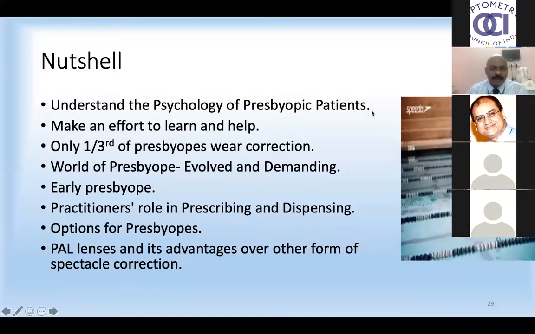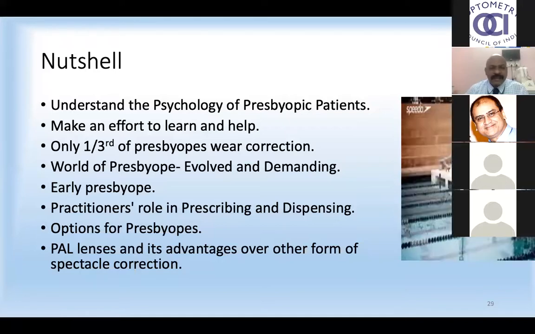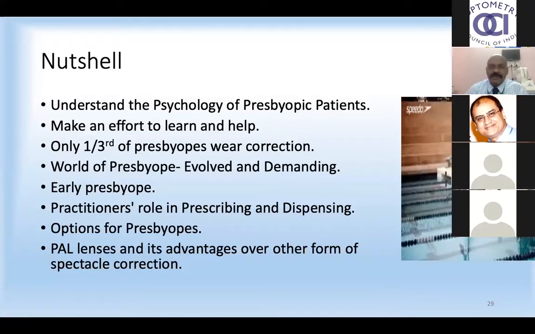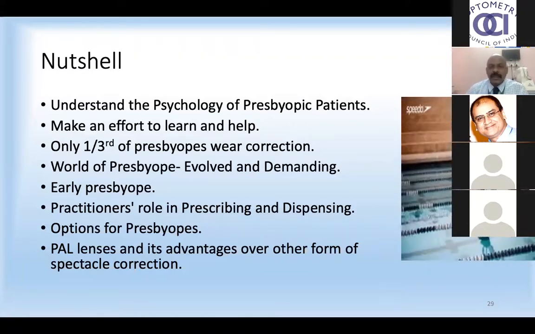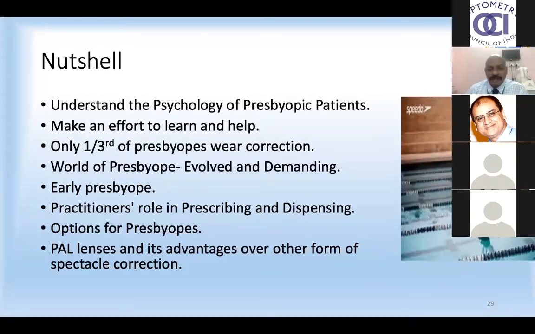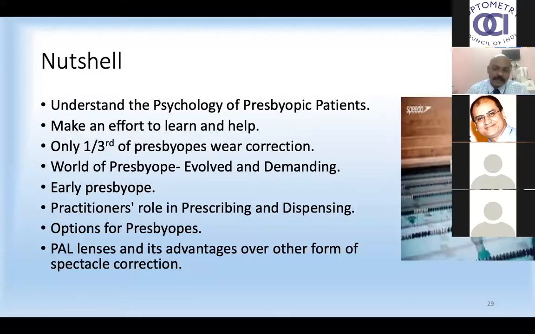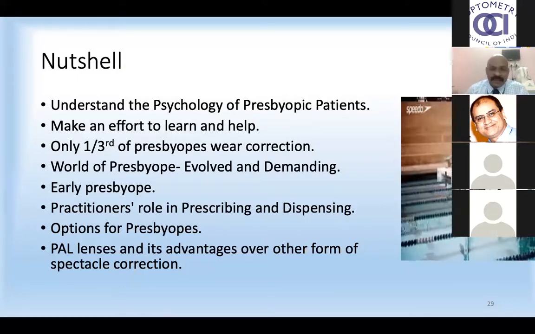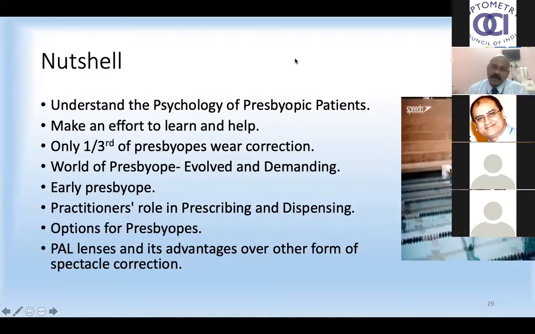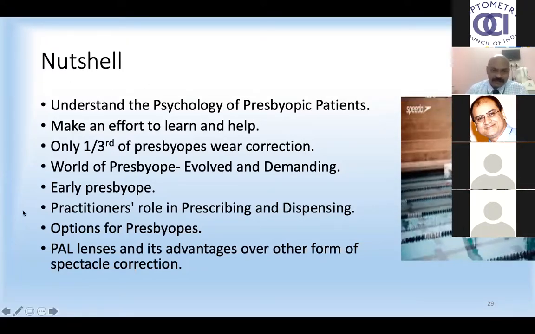So jump in, and in case a person has a problem, understand that it is normal for a presbyopic patient to feel apprehensive, to ask a lot of questions, to see whether they can be without glasses for some time. It's our duty as practitioners and opticians to explain to the patient what this presbyopia is, why it is there, what it does, what kind of correction can be given and why correction has to be given, and how it helps you to alleviate the symptoms of eye strain and makes life easier for them.